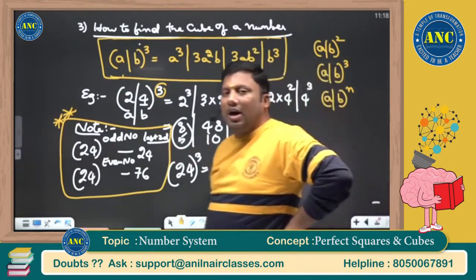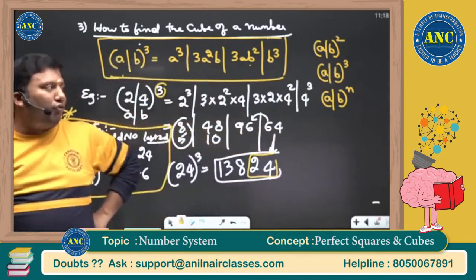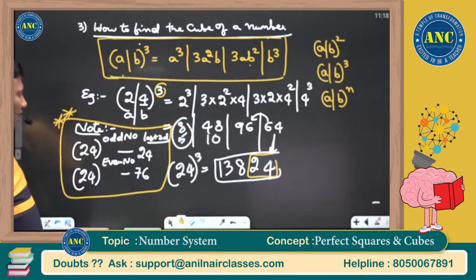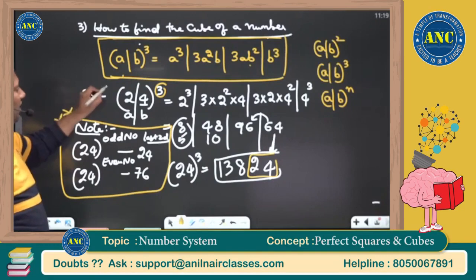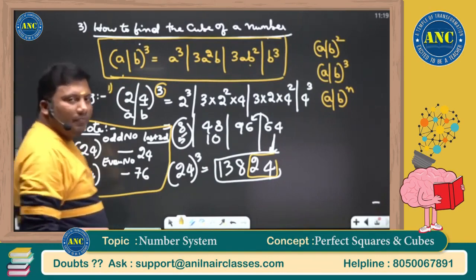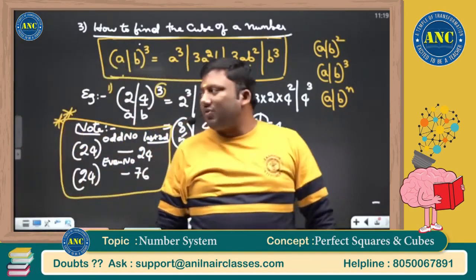24 power odd number, last 2 digits is 24. 24 power even number, last 2 digits is 76. This is example 1. I will do another example so that it will be clear to you.